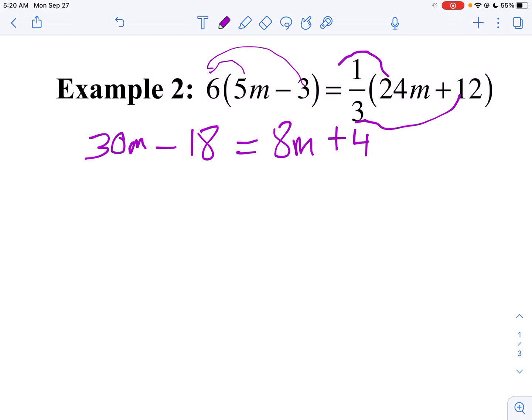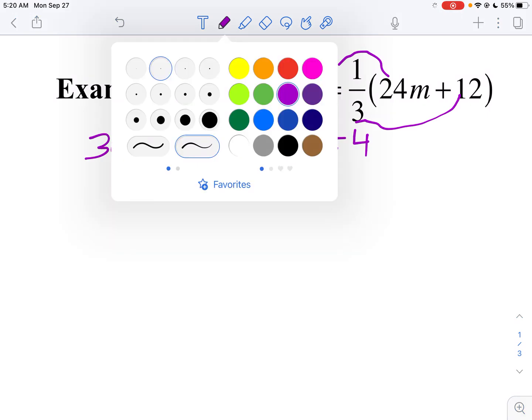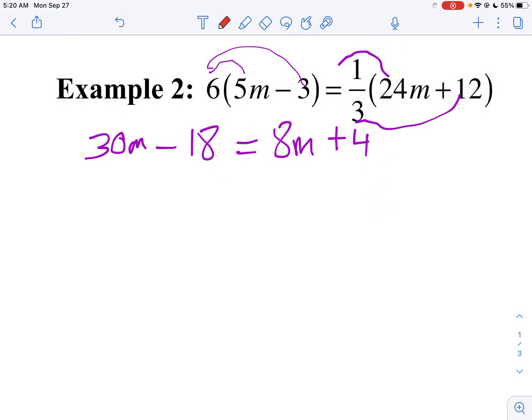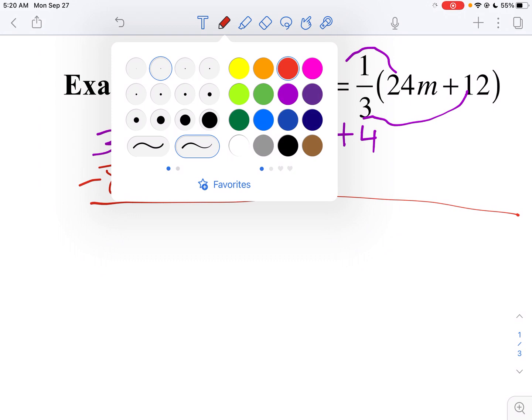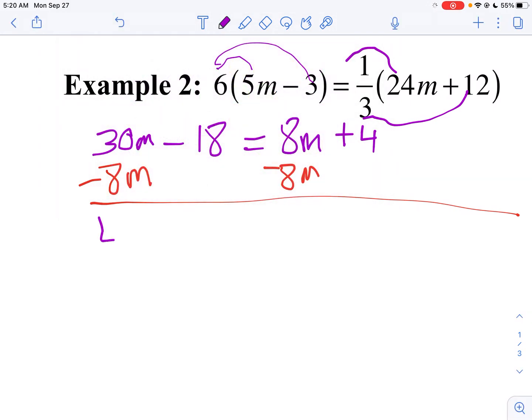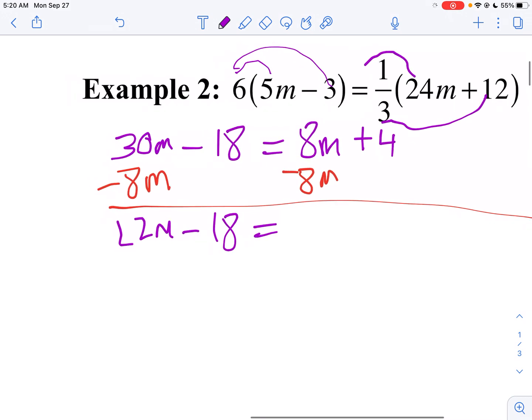Now we'll do the same thing we did in example 1. I'm going to move all my m's to one side. So I'm going to subtract 8m. I always like to move the one that's smaller, but it doesn't matter. We could have just as easily moved the 30m. 30 minus 8 is 22m, minus 18 equals 4.